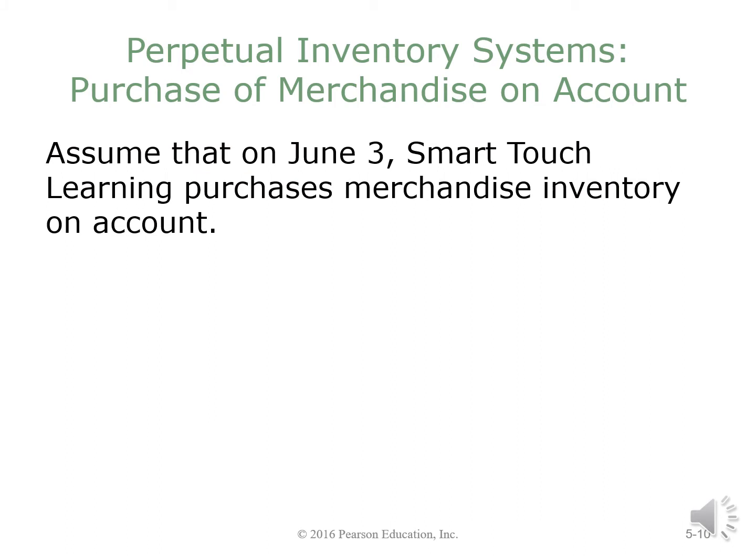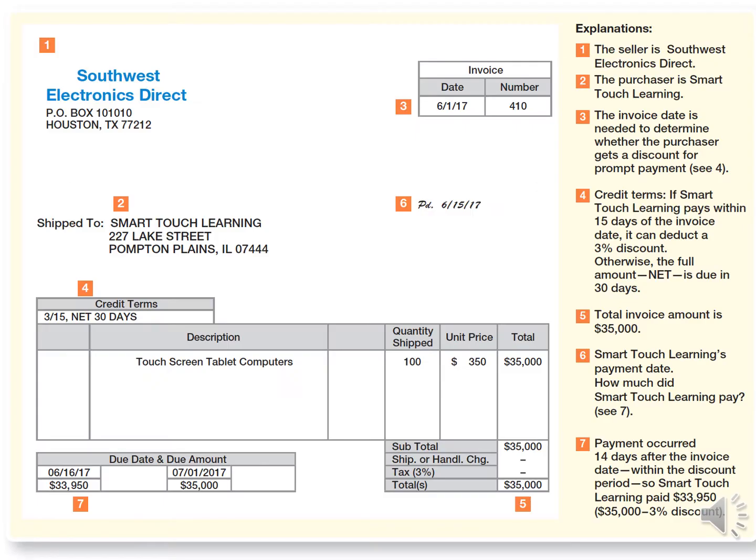We are primarily going to be talking about perpetual inventory systems and working on transactions that relate to our perpetual inventory system. The first transaction is a purchase of merchandise on account. We're going to be doing journal entries, so let's get started. Assume that on June 3, SmartTouch Learning purchases merchandise inventory on account. Before we do the journal entry, let's take a quick look at the invoice that SmartTouch Learning receives when they purchase inventory on account.